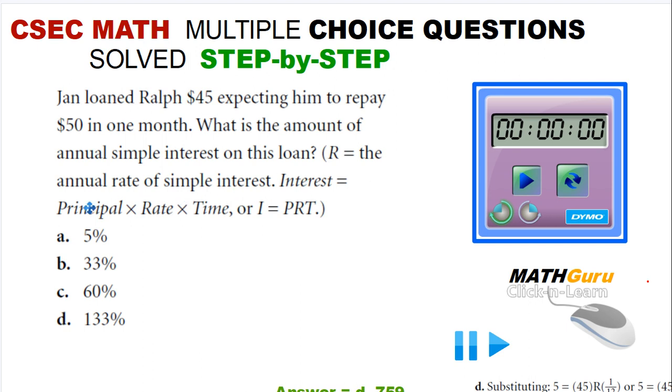Interest is equal to principal multiplied by rate multiplied by time, or I is equal to PRT. So you're given the formulas. This should be easy for you. Which is the answer? Is it 5%, 33%, 6%, 133%? Now you have 1 minute to solve that.